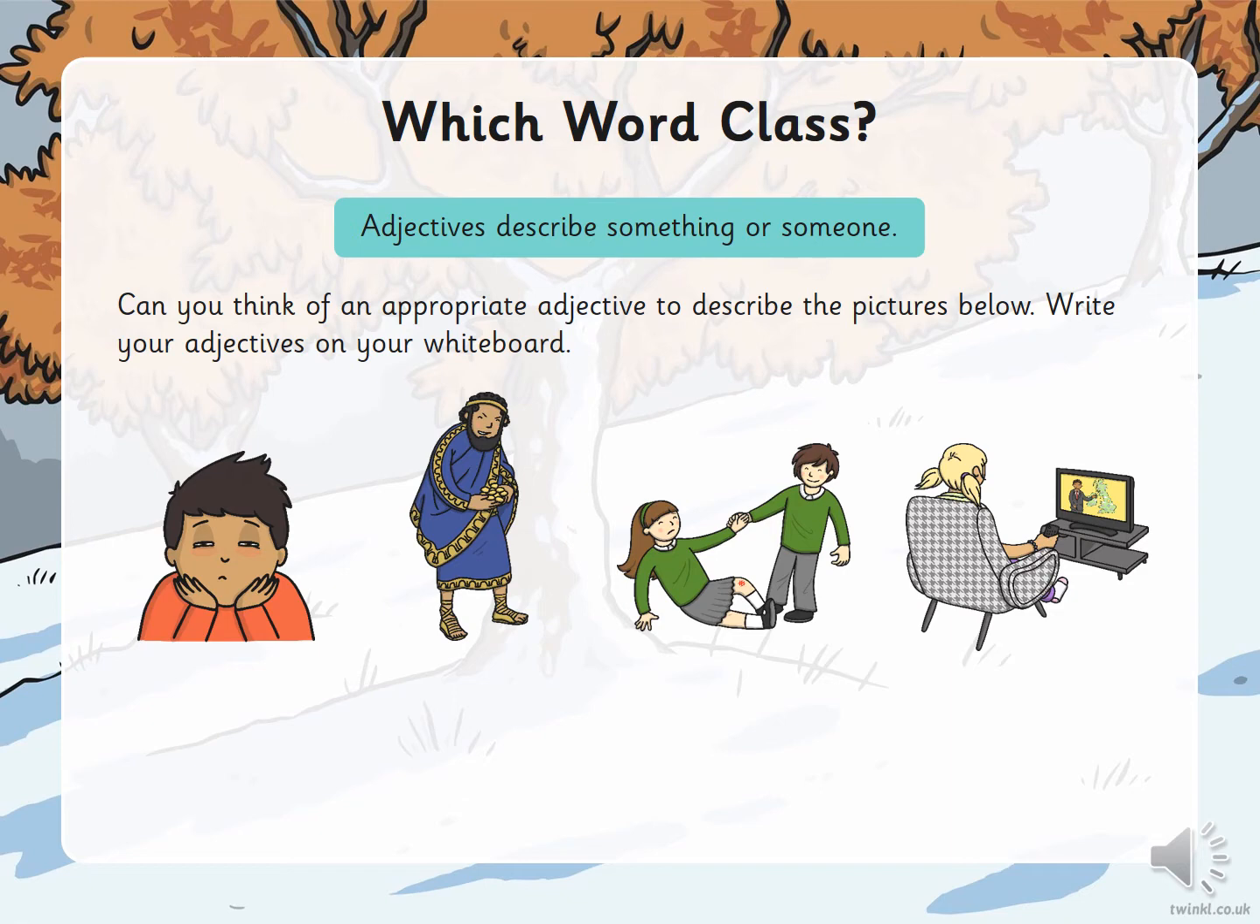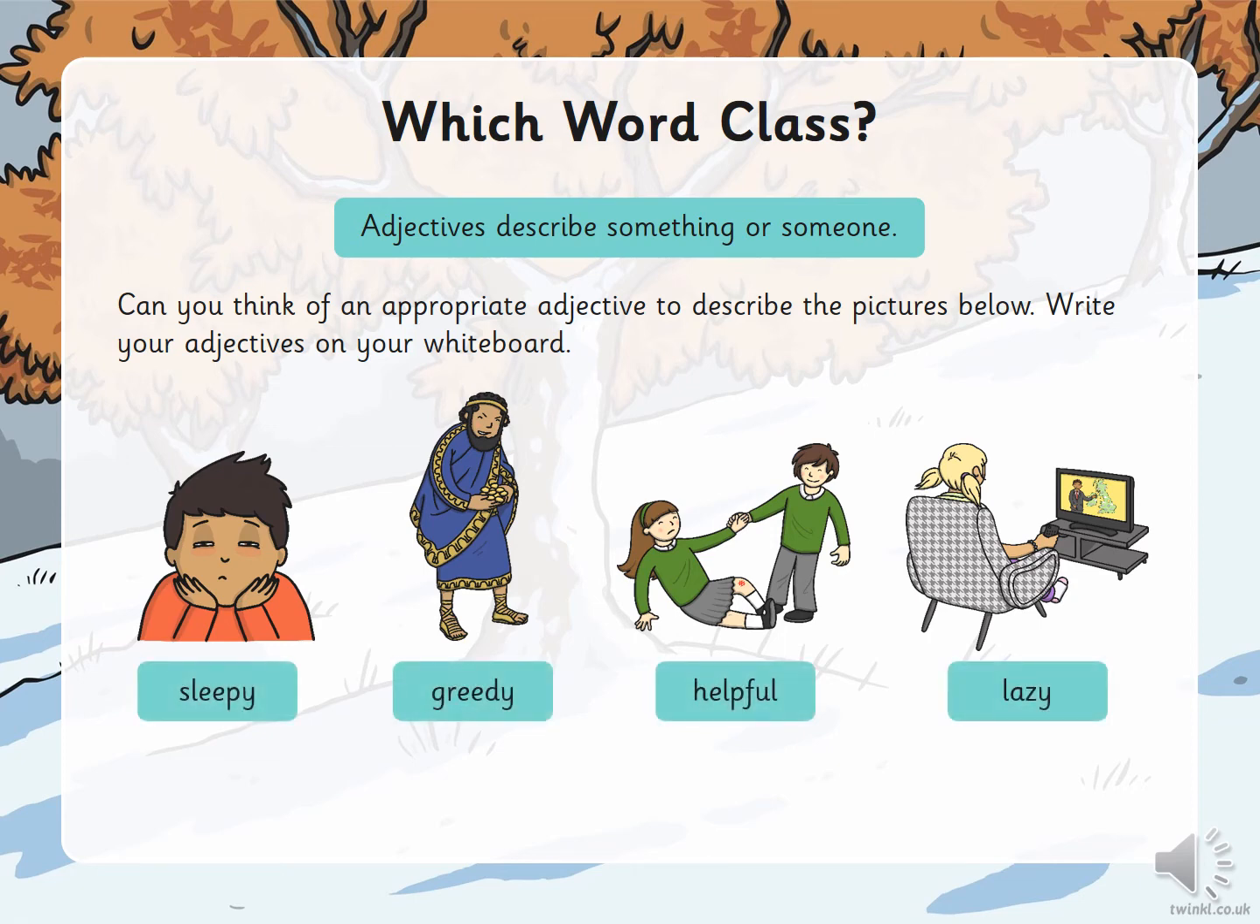Can you think of an appropriate adjective to describe the pictures below? Pause the video to write your adjectives on your whiteboards. Here are some adjectives you could have written: sleepy, greedy, helpful, lazy.